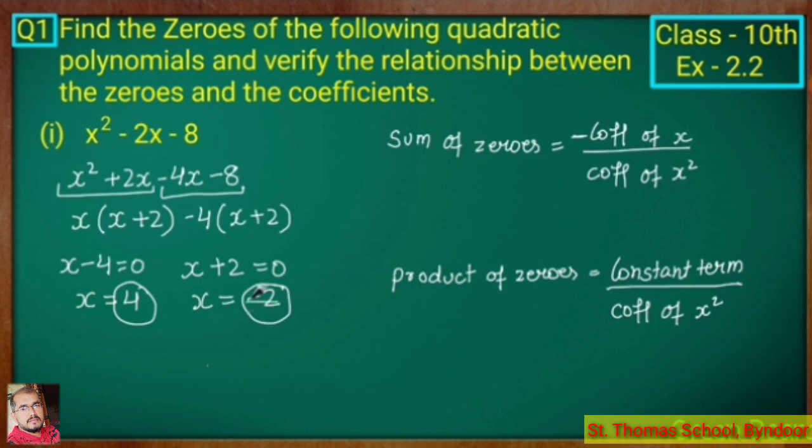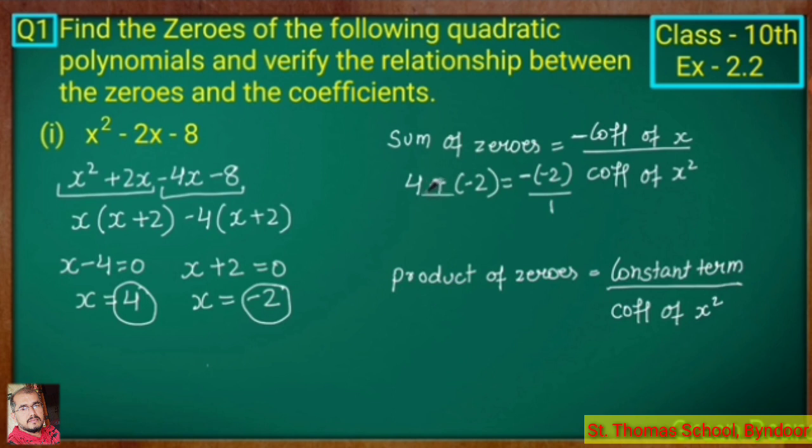Now we have to verify with the sum of the zeros and the product of the zeros. So the relationship we have to check: sum of the zeros equals minus coefficient of x divided by coefficient of x square. First, the sum of the zeros: 4 plus minus 2, these are the two zeros, equals minus coefficient of x. The coefficient of x is minus 2, so minus of minus 2, divided by the coefficient of x square. The coefficient of x square is 1, there is nothing written, so it is 1.